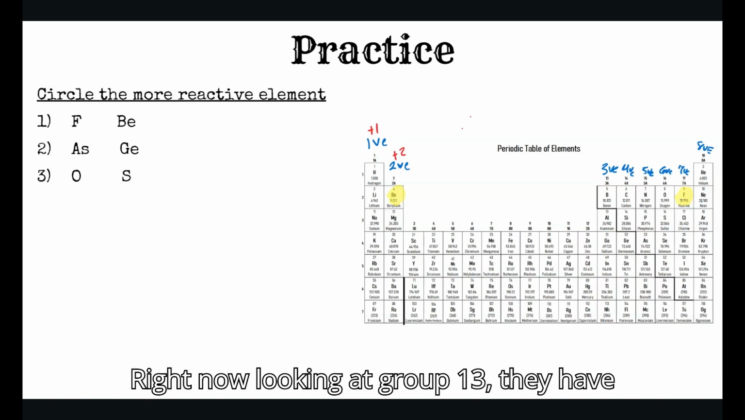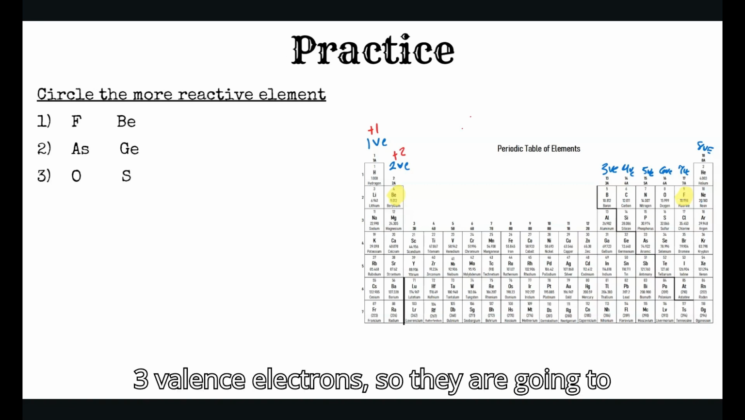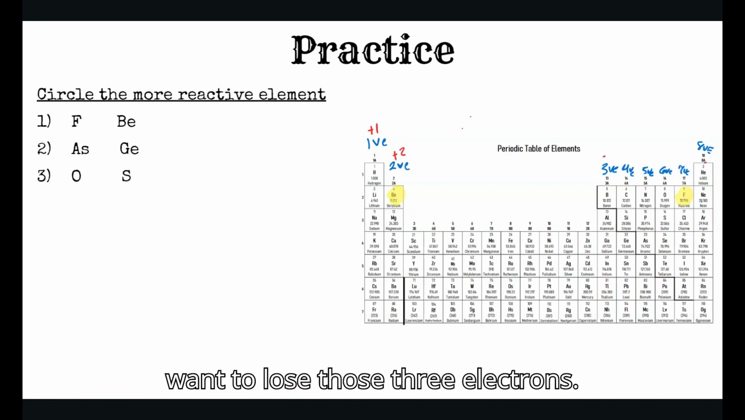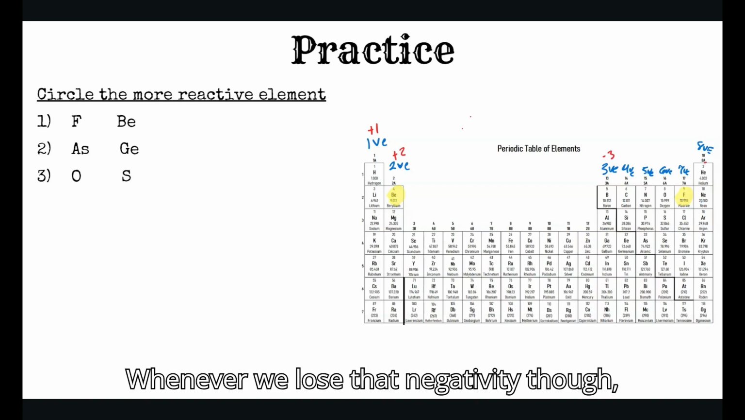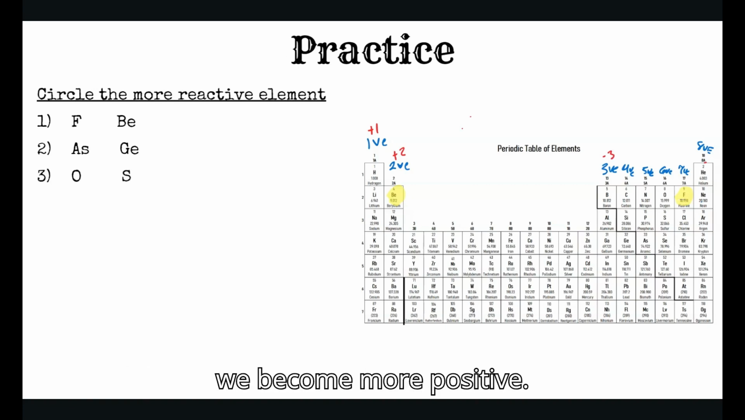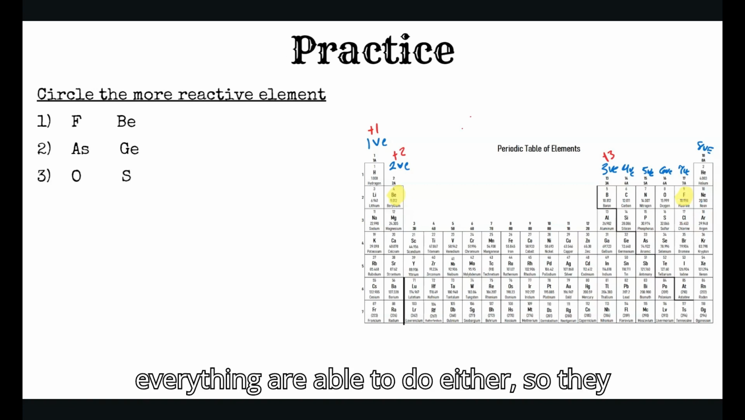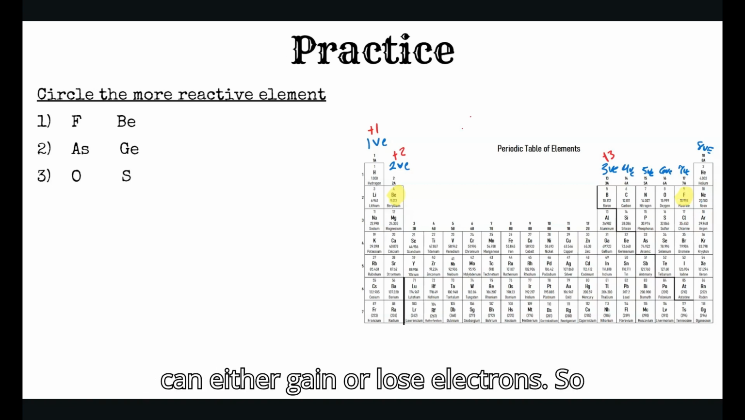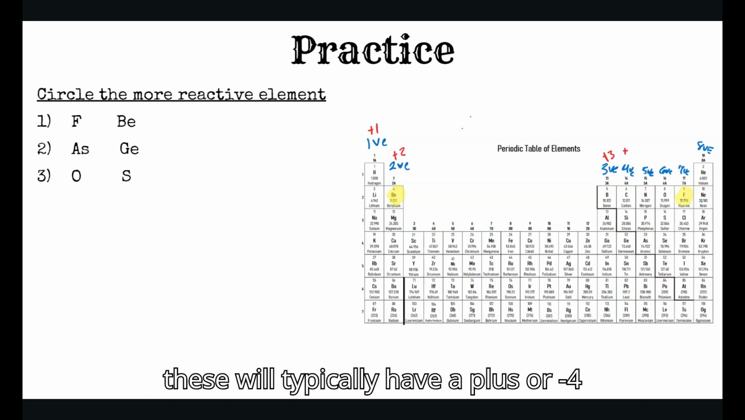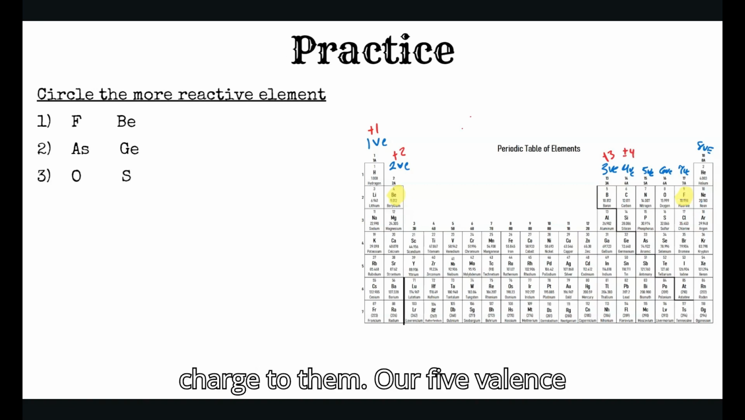Right? Now looking at group 13, they have three valence electrons. So they are going to want to lose those three electrons. Whenever we lose that negativity, though, we become more positive. That will be our plus three charge. Now, looking at group 14 or group 4, these and everything are able to do either. So they can either gain or lose electrons. So these will typically have a plus or minus 4 charge to them.